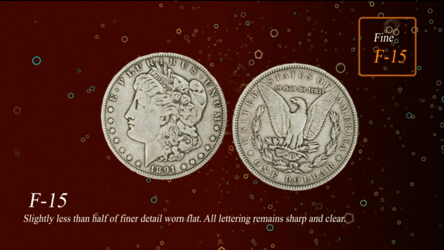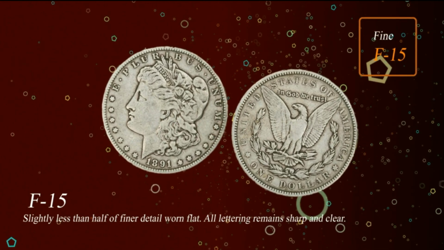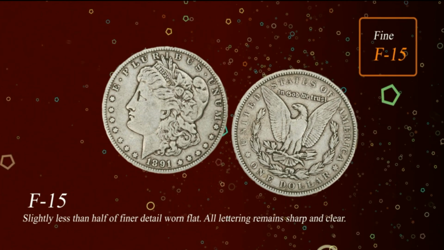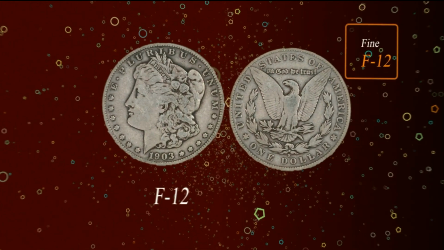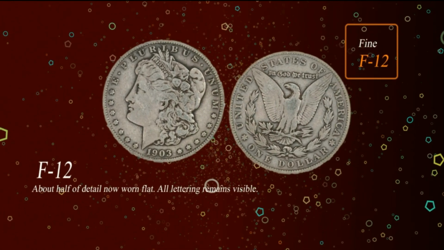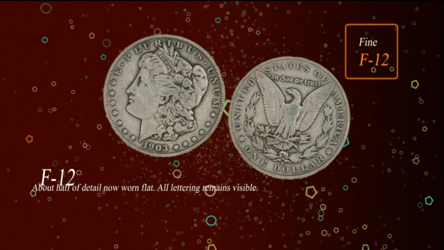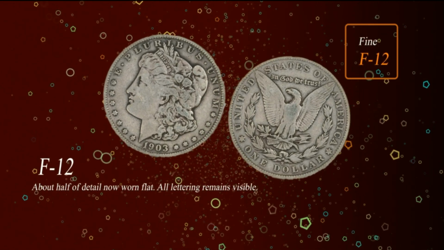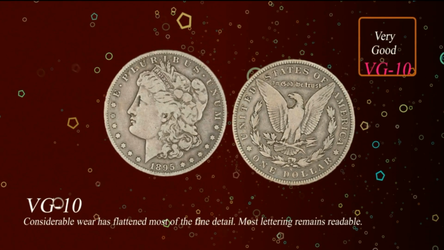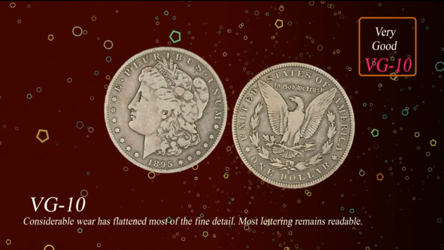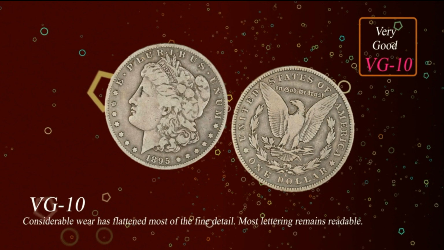Fine or F15. Slightly less than half of finer detail worn flat. All lettering remains sharp and clear. Fine or F12. About half of detail now worn flat. All lettering remains visible. Very good or VG10. Considerable wear has flattened most of the fine detail. Most lettering remains readable.